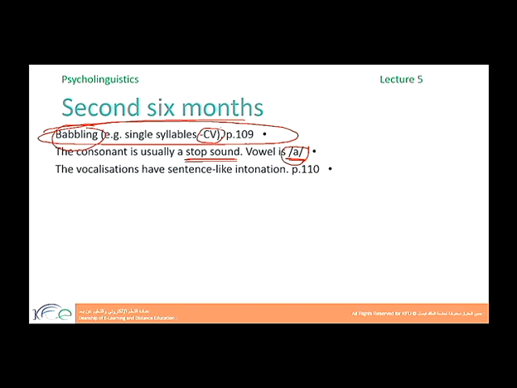So the vocalizations have sentence-like intonation. When you hear the child producing those babbling, sometimes you can hear that the child is imitating a sentence intonation. So how do you speak? We speak with intonations. We go up and down. When you ask questions, the intonation is different. Like, you have a car, you have a car? So we have different intonations. Children also, when they babble, imitate adults' intonation.